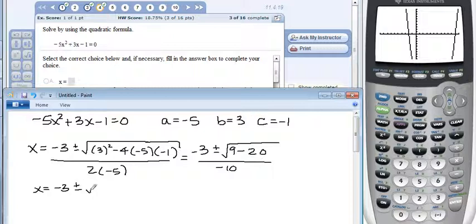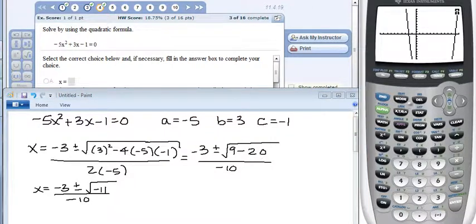All right, 9 minus 20 is what? Negative 11? Uh-oh. Now what? How can I take the square root of a negative? I can't, right? The square root of negative 11 is non-real.